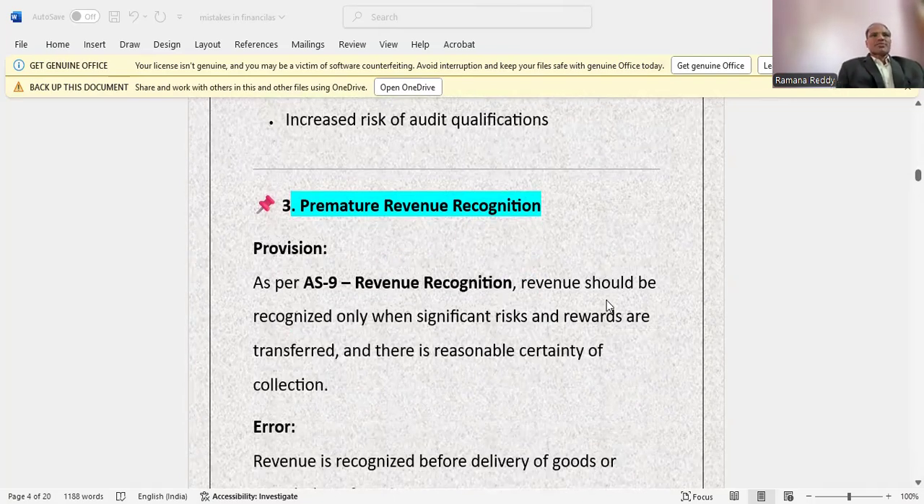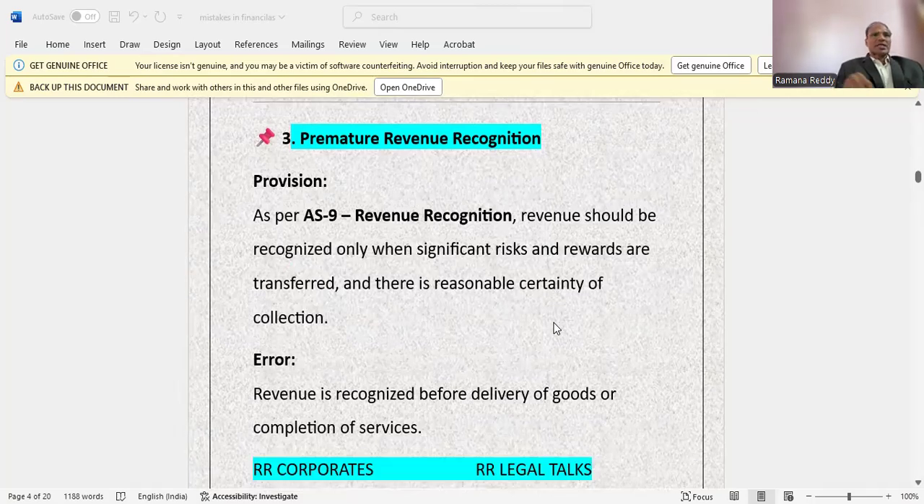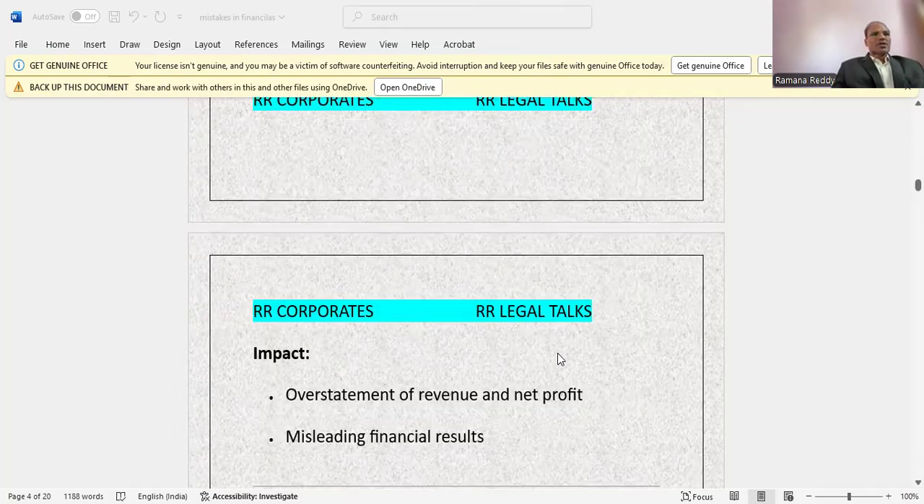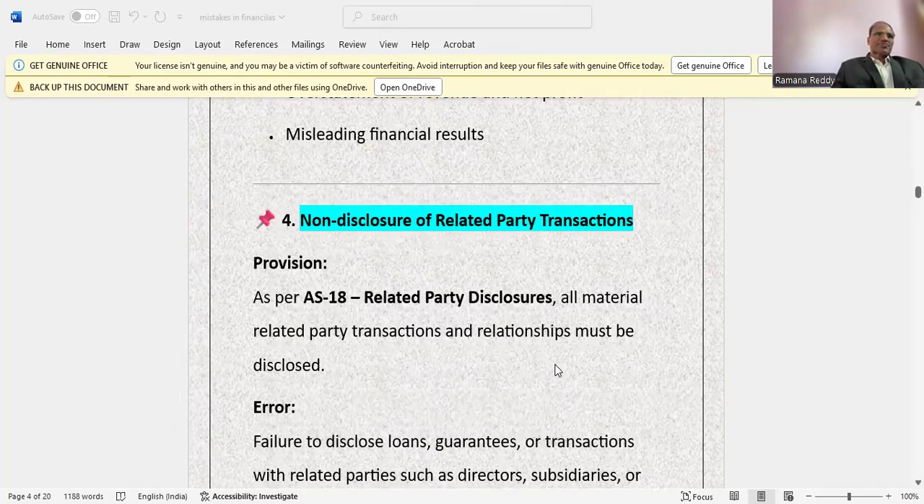Another mistake we could see is premature revenue recognition. We will see the provision as per AS9, revenue recognition. Revenue should be recognized only when significant risks and rewards are transferred, and there is reasonable certainty of collection. The error we see is that revenue is recognized before delivery of goods or completion of service. So the impact is overstatement of revenue and net profits, and misleading financial results.